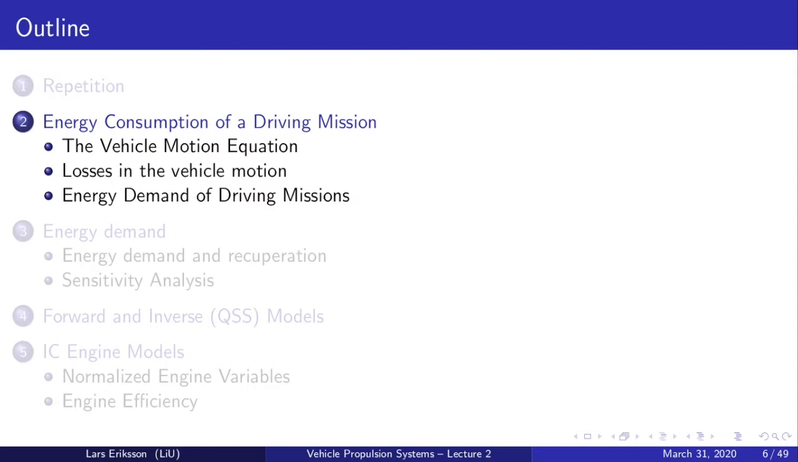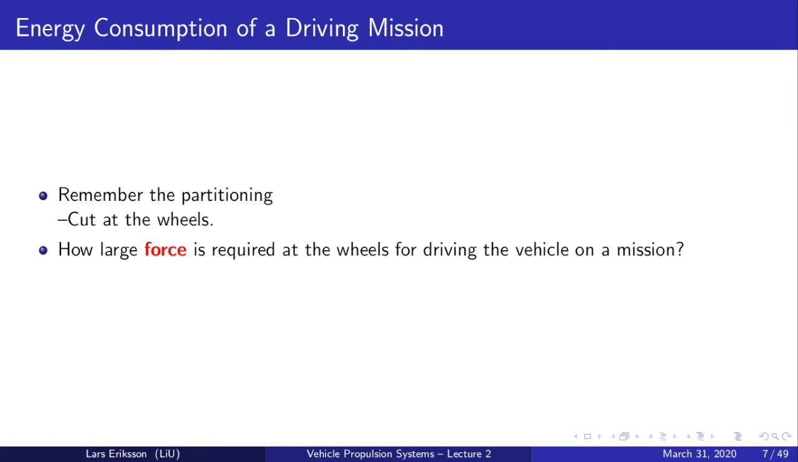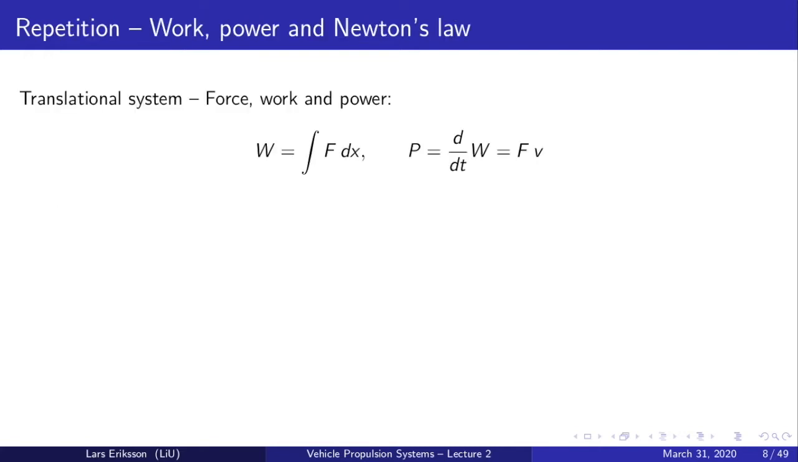Next, we'll go into the energy consumption of a mission, and we'll remember the cut at the wheels. So when we look at this, we'll work with the cut at the wheels, and we'll ask how large a force is required at the wheels for driving the vehicle in a mission. Before developing the tools, we repeat a little bit of the physics, and especially the relation between work, power, and Newton's law. Here we're looking at the translational system, where the work is a result of the force that we integrate over the distance.